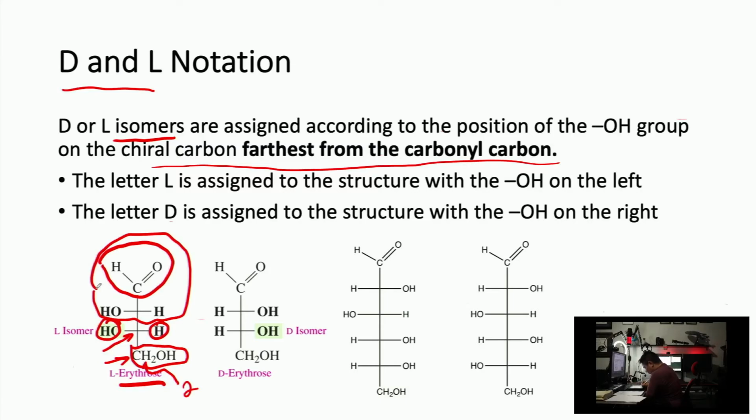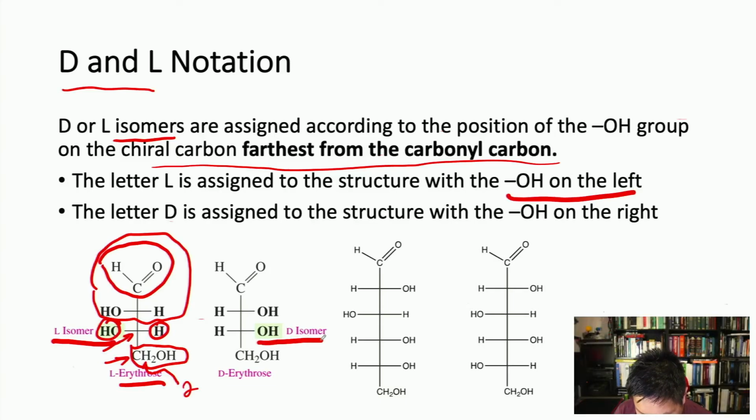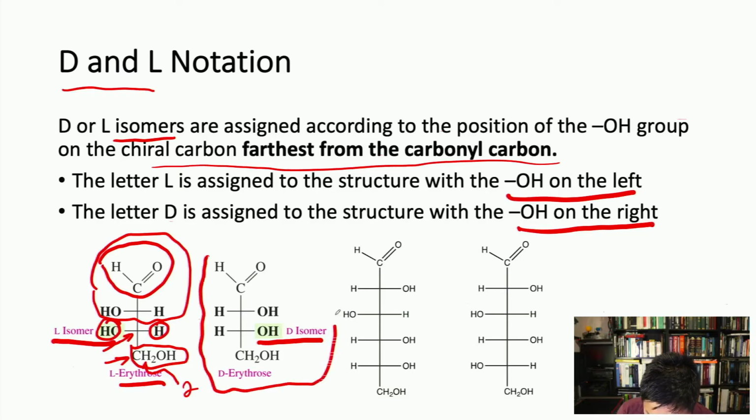And so when you have the OH on the left side, then we call that the L isomer, right? OH on the left. But if you have the OH on the right side, it's called the D isomer. Okay? And I'll tell you right now, and this is important to know, that in nature, the D isomer of sugars is most prevalent. Nature makes D sugars, or D carbohydrates, right? Make sure you know that.